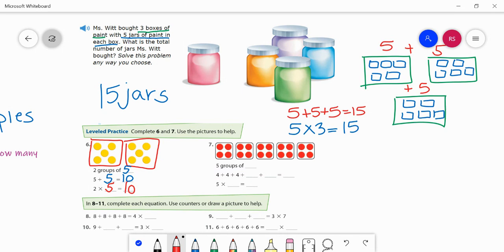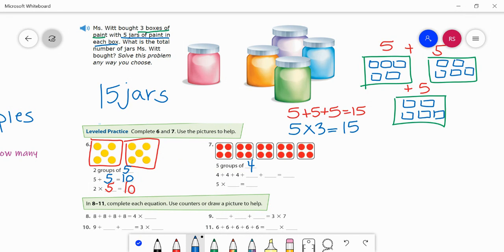Let's look at number 7. You have 5 groups there. They actually box them off for you if you could see the 5 groups. Show me with your fingers or just tell me how many are inside of each group. There are 4 inside of each group. There are 4 red discs inside of each group or 4 counters in each group. Very nice job. So I know that I have 5 groups of 4.